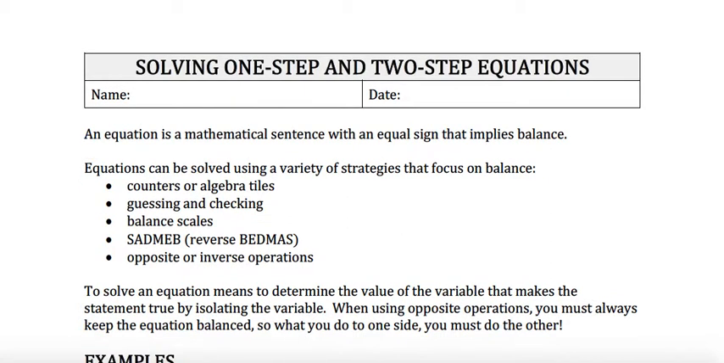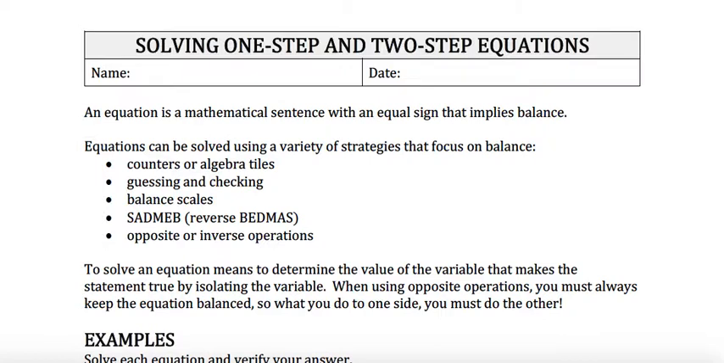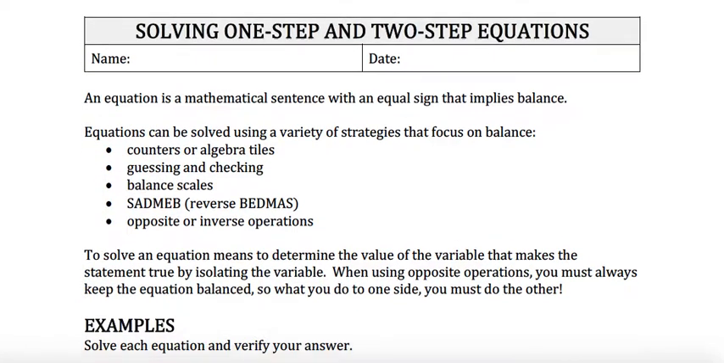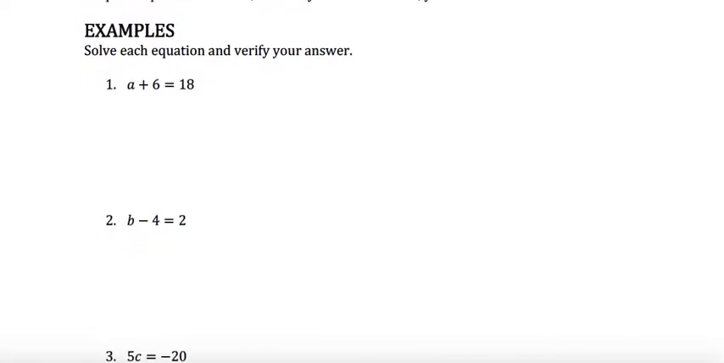To solve an equation means to determine the value of the variable that makes the statement true by isolating that variable. And when we're using opposite operations, we must always keep the equation balanced. So what we do to one side of the equal sign, we have to do to the other side as well. Today we're just going to look at solving one-step and two-step equations. We're going to go over some examples. Some of these you might be able to do in your head, but we're going to practice writing out the steps so that when we get to more complicated equations, you will have all of that important background and foundational skills to be successful.